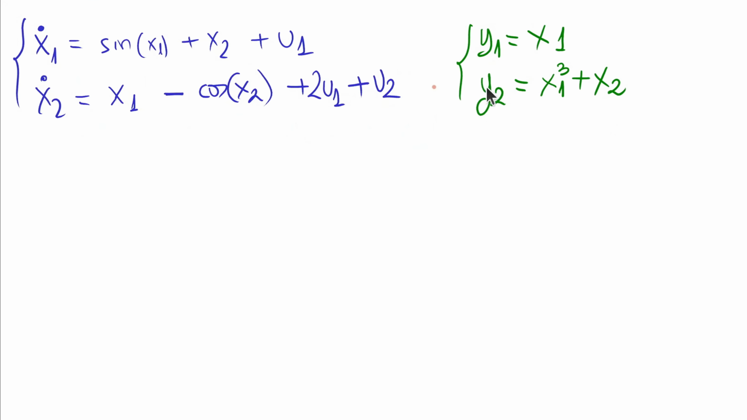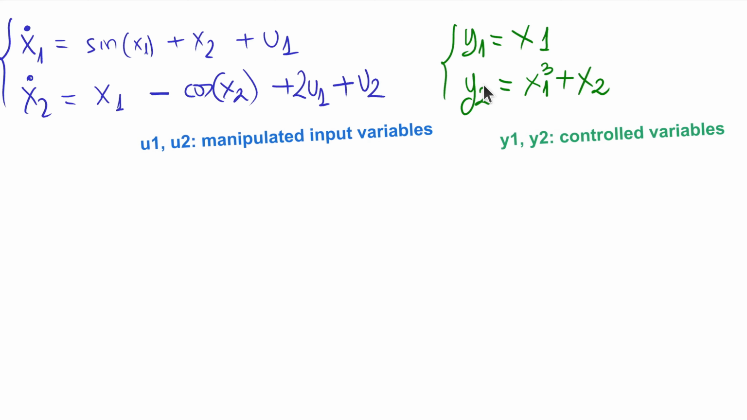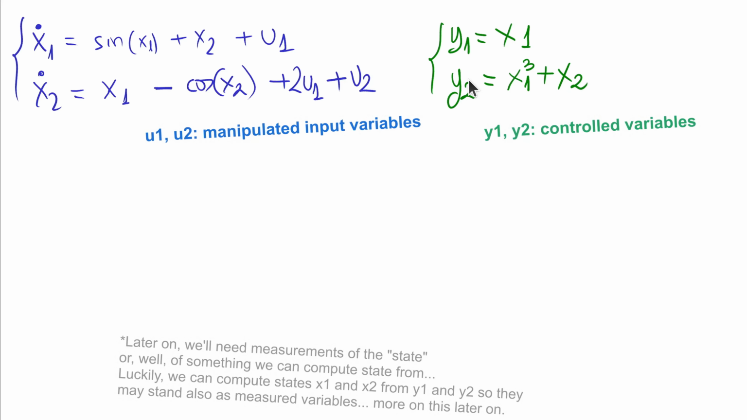This will be the process we wish to control. In blue we have the state equation, and in green we have the output equation. The two outputs here will be the controlled variables, and u1 and u2 will be two inputs, manipulated variables, used to control y1 and y2.